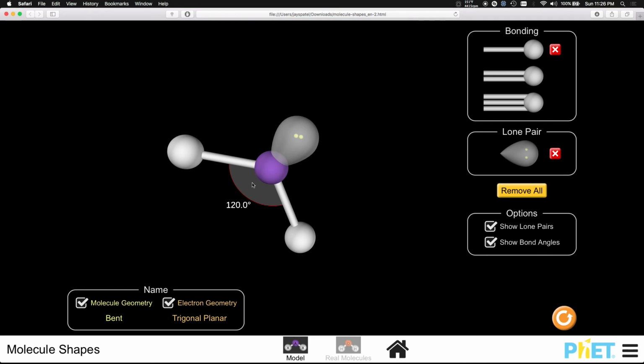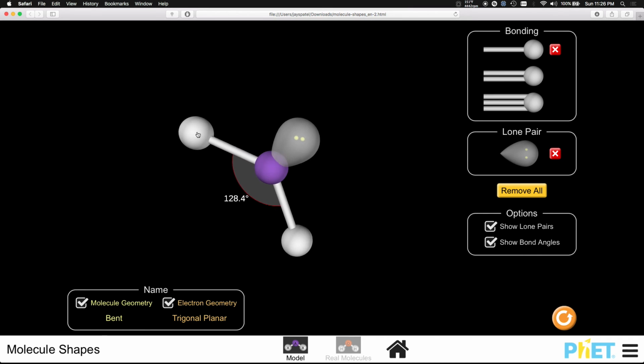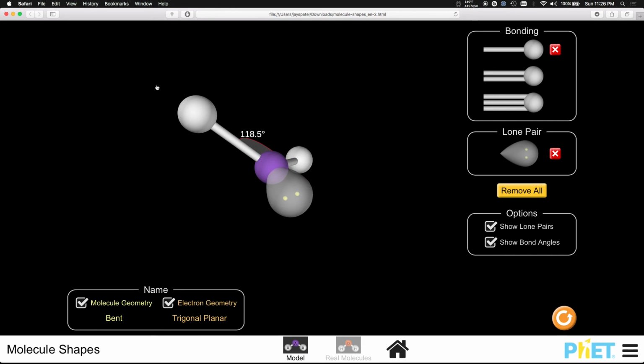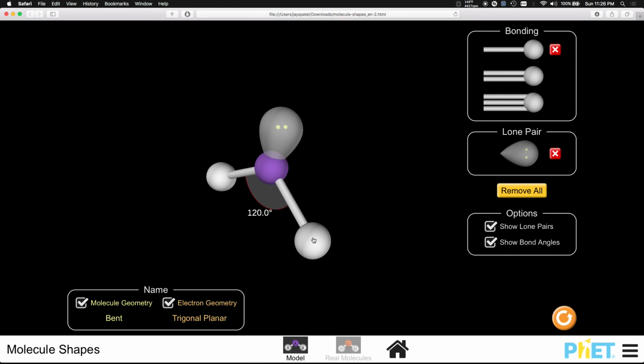I add the lone pair, right? So that's just two electrons, and we bend at 120. If I move this way, do you see how everything else moves to adjust? If I move it close enough, it just readjusts. Basically, this shows that electrons will repel each other, just like two positive or two negative sides of a magnet. They'll repel each other.